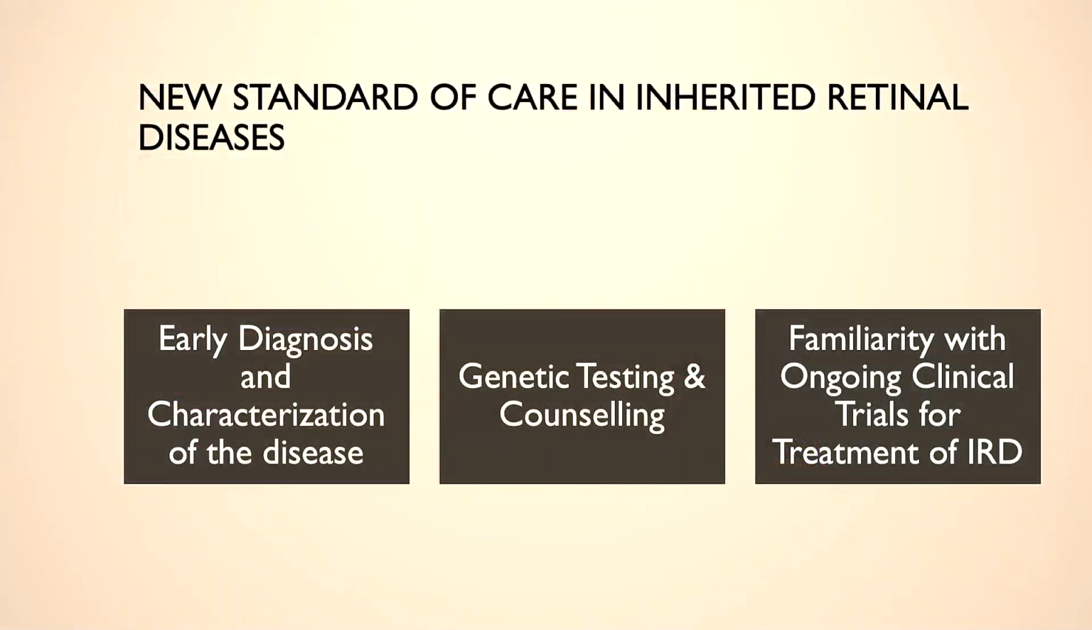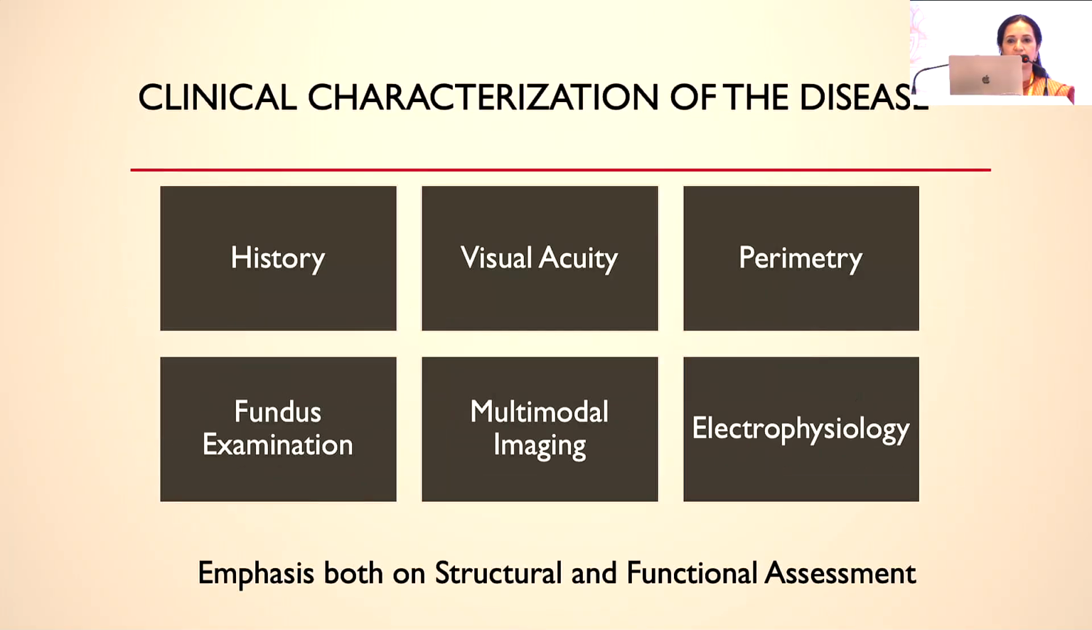We know IRDs are a rare form of disease, but when collectively seen, they are not so rare. They form almost 20 to 25% of blindness, especially in the working age group, which is the most economically effective group. The new standard of treatment, as recommended by the American Academy of Ophthalmology, includes early diagnosis, characterization of disease, genetic testing and counseling, and familiarity with the ongoing clinical trials for treatment of IRD.